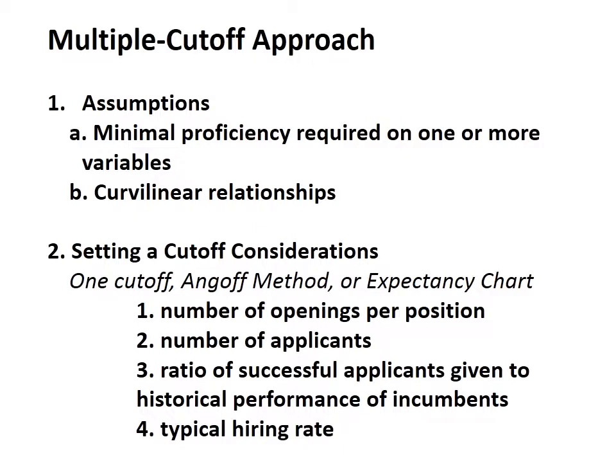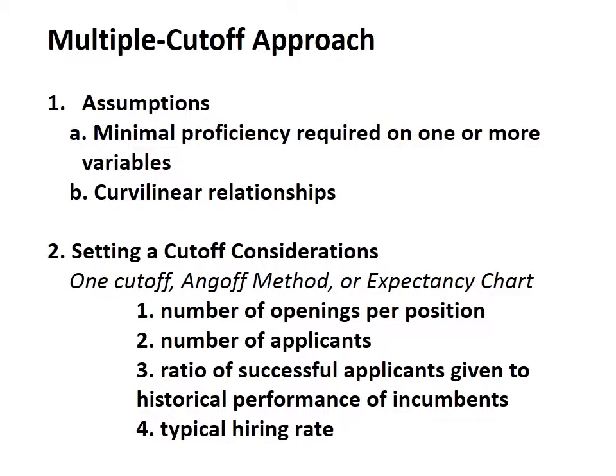So there might also be a minimum proficiency of hand-eye coordination, and you need at least a minimum level to do well in the job. But once you've attained that level, gaining more and more hand-eye coordination is not necessarily going to make you any better at that job. So an assumption here is that, like I said, on each one of your predictors there is a minimal proficiency required, and that if you don't have that minimal proficiency, you would not be able to do the job.